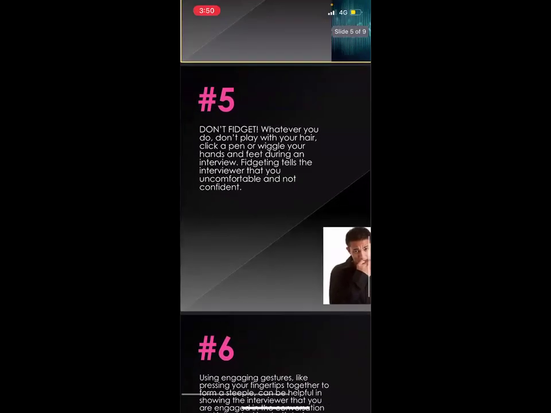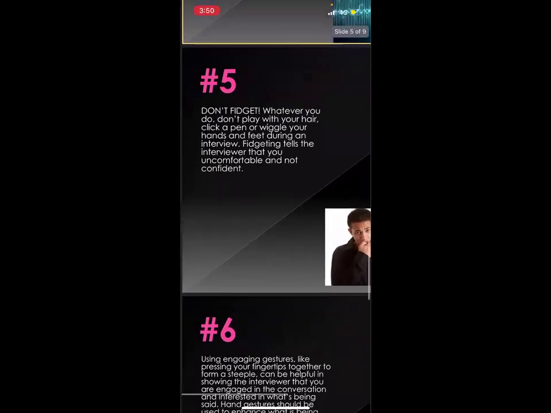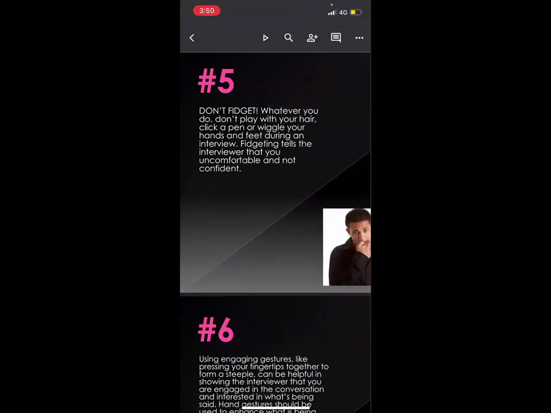And many people keep shaking their legs, which is a wrong thing. Many people will also keep shaking their legs, and also rotating the pen in their hands. These are also wrong habits. These are only called fidgeting.